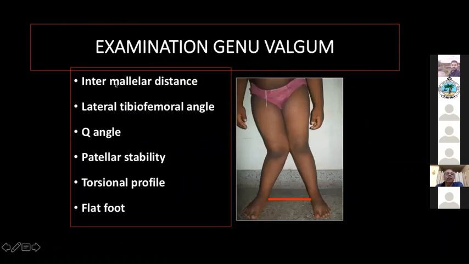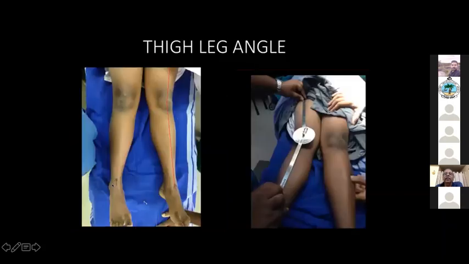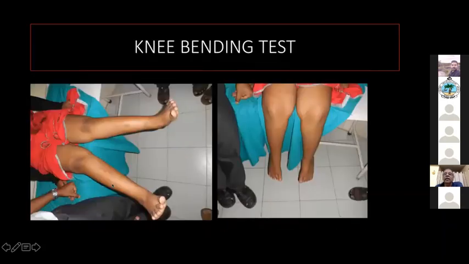So you have to measure the intermalleolar distance, lateral tibiofemoral angle, Q angle, patella, torsional profile, and flat foot. This you have to do. This is just a repetition.